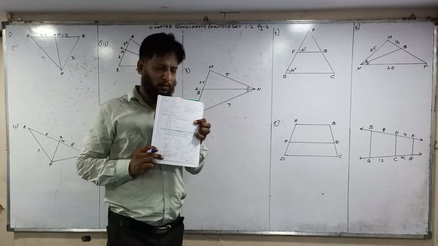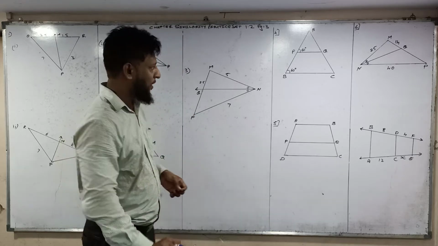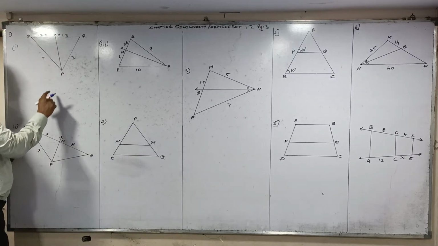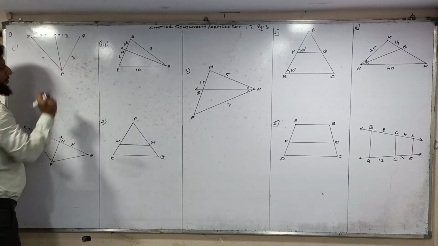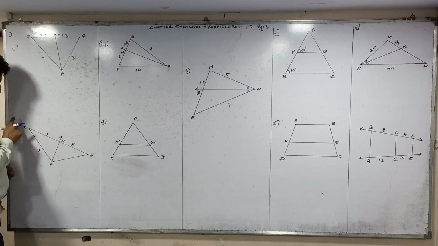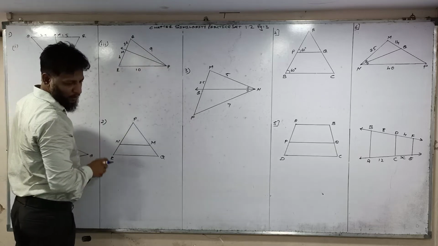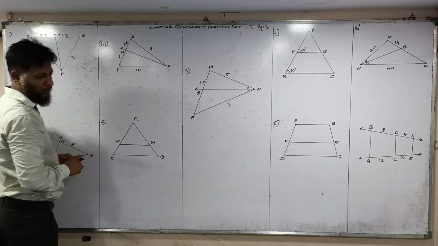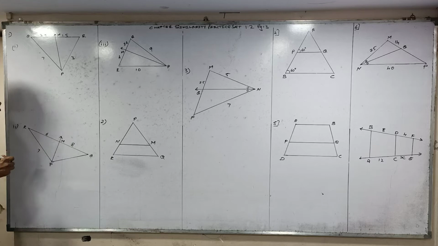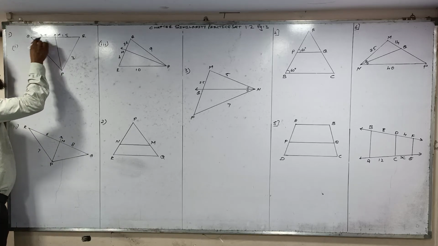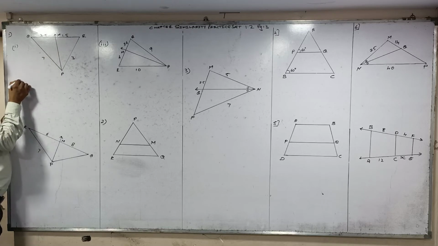So the first question is, PM is the bisector of angle QPR. In this also, we have to prove that PM is the bisector of angle QPR. How can we prove it? We can prove it by their proportions. So we'll take QM and MR.